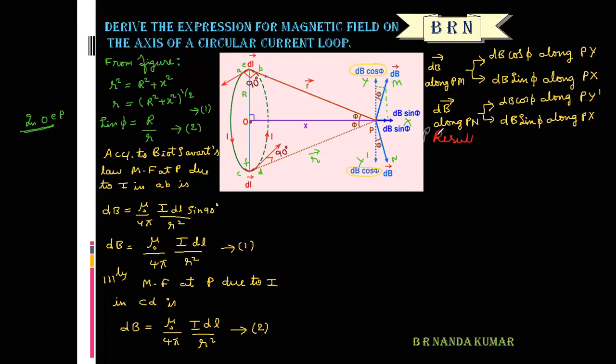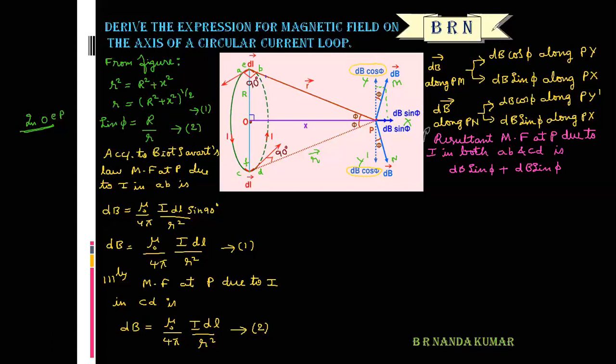So the resultant magnetic field at P due to the current in the elements, current in both the AB and CD, is dB sin phi plus dB sin phi, right? Because both are moving in the same direction.